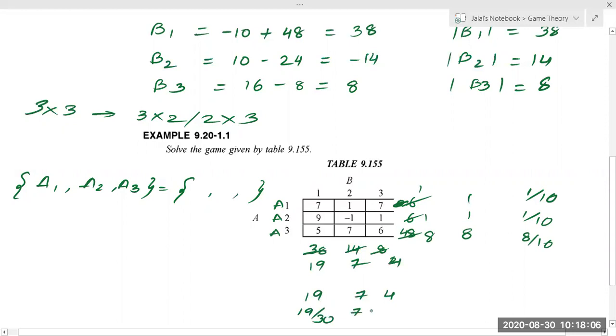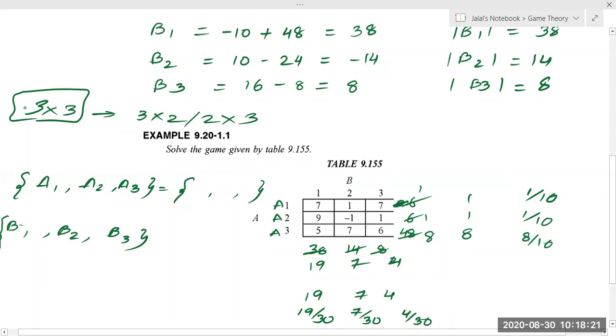This will come out to be 7/30, and this will come out to be 4/30. So the probabilities of A1, A2, A3 and B1, B2, B3, since all 3 values are there, it means that this matrix was not able to be reduced. Meaning player A will play all the 3 strategies in different probabilities.